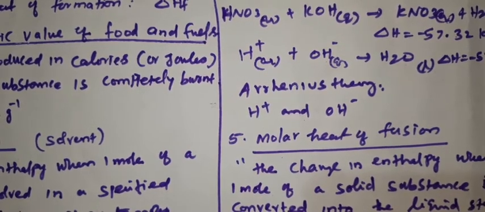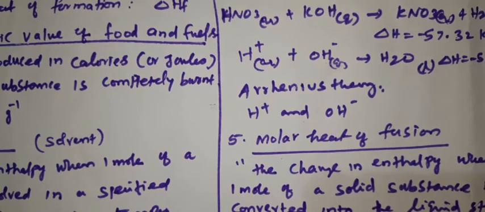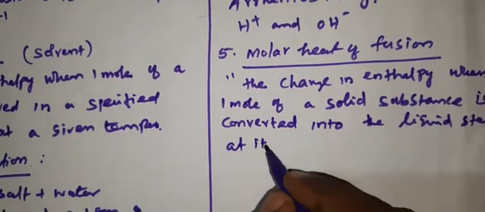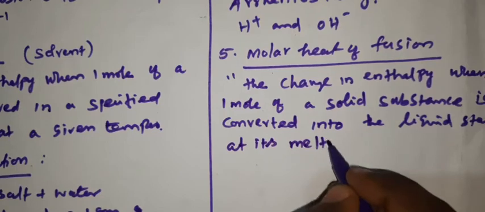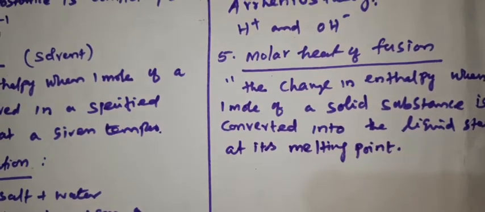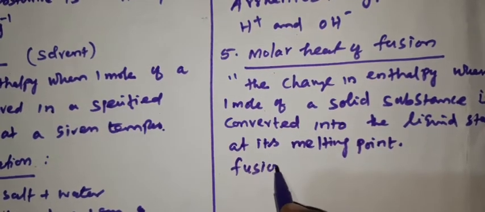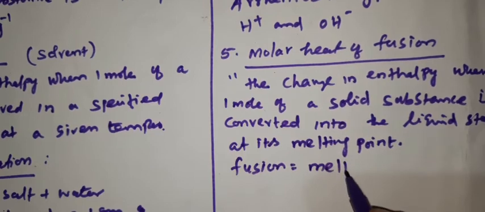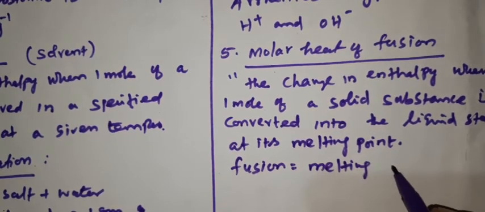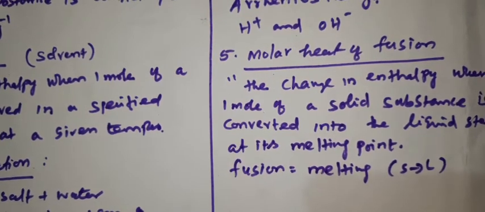The liquid state at its melting point. See, fusion means melting. Fusion equals melting. So melting means solid to liquid. The conversion of solid into liquid is called melting.